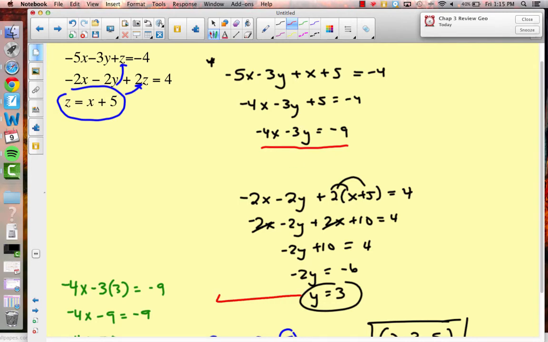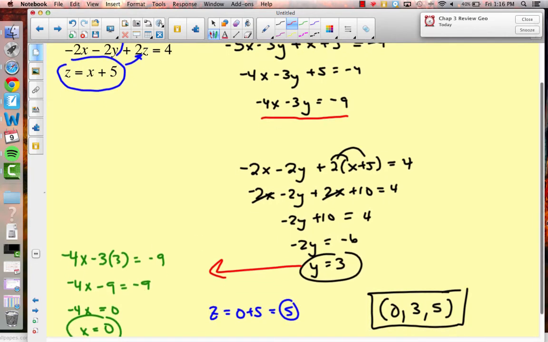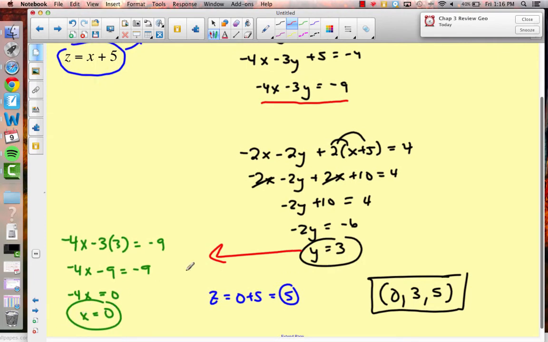So that's what I did here, okay? And I just wrote it in green. So wherever I see a y, I plug in 3, and now I can solve for x. I got x was 0. Once you have x and y, go back to your z equation and plug in what x is. Well, z was x, which was 0, plus 5, so z equals 5.